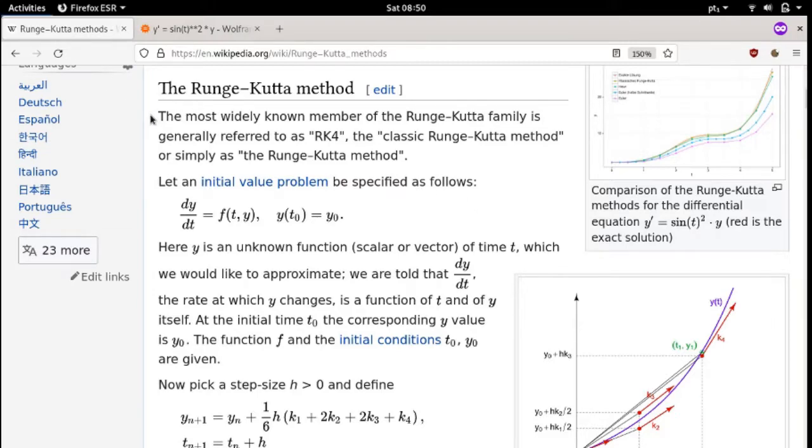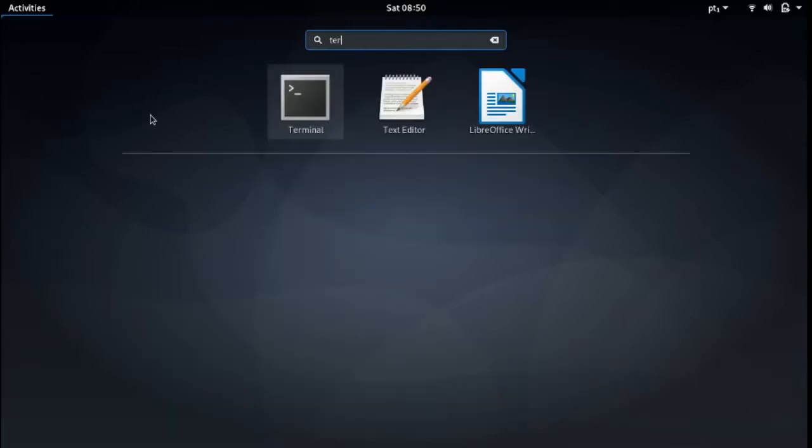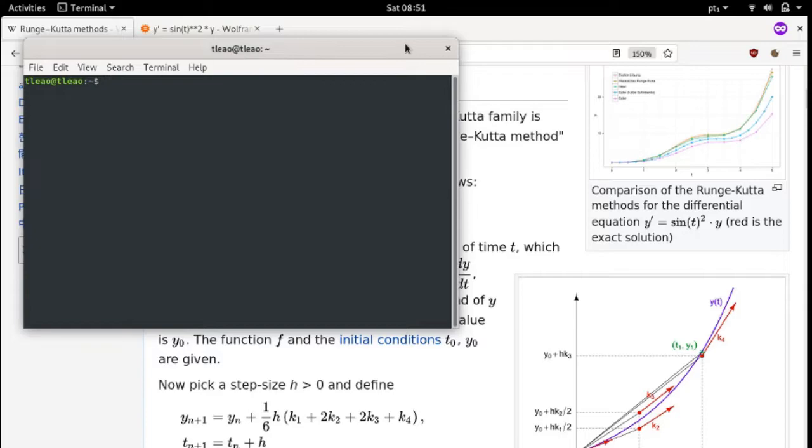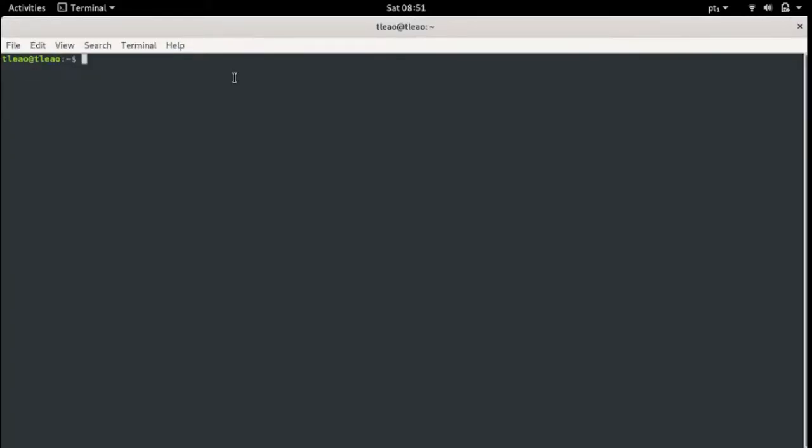I'm just going to open a terminal here, because C is pretty straightforward to solve, and it's better if you're learning to use statically typed languages like C or Fortran or C++. So I'm just going to go into my folder where I'm saving these codes. I'm going to use vim to create runge-kutta4.c. So now we're going to write our code here.